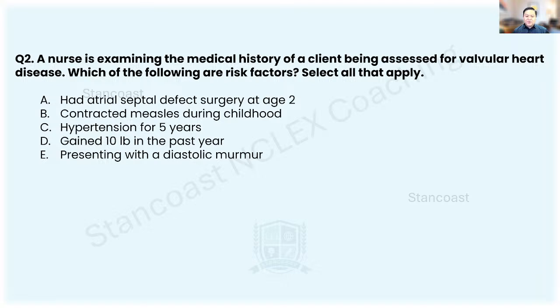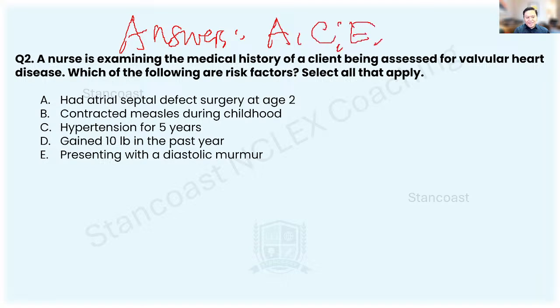So it's asking you guys which of the following are risk factors for valvular heart disease. This is select all that apply. Okay. So the correct answers here are the following. We have letters A, C, and E. So that would be had atrial septal defect surgery at age 2. There's also C, hypertension for 5 years, and letter E, presenting with a diastolic murmur.